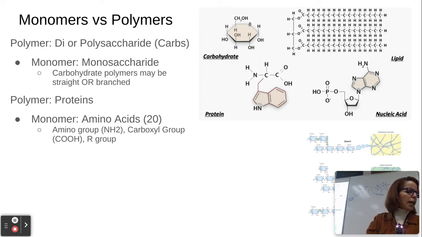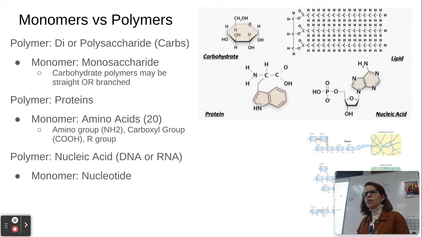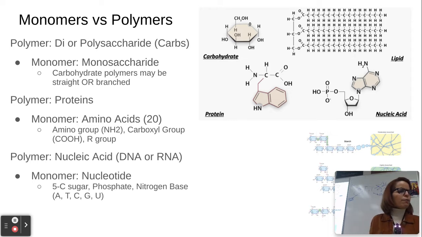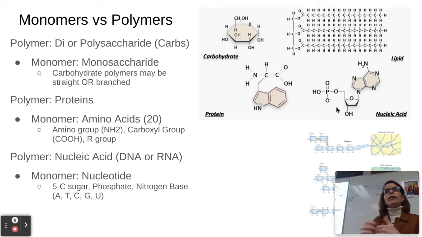Okay, I'm moving on. The polymer then for the nucleic acids is DNA or RNA, and the monomer would be the nucleotides themselves. The nucleotides are made of a phosphate group, a sugar, and then one of the nitrogen bases. So for those of you online, you can see the phosphate group there, the sugar is there, and then this is one of the nitrogen bases. Phosphate, sugar, nitrogen base. Remember that the nitrogen bases in DNA are A, T, C, G, and then RNA has its own nitrogen base, U.